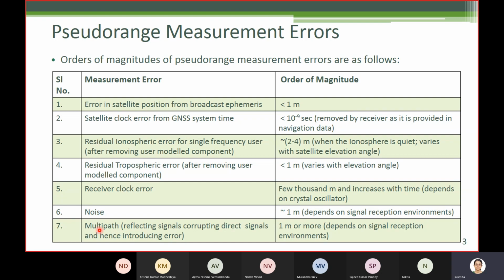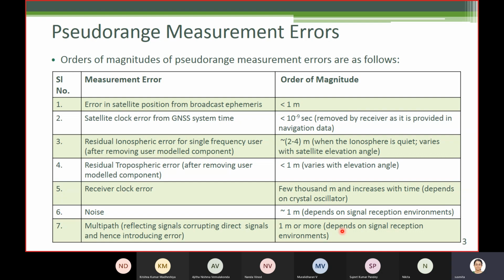Next, multipath. We know multipath is the reflecting signals received along with direct signals. Now, multipath largely depends on the signal reception environment. I have given some typical value, but if the signal reception environment is not good, if the receiver is surrounded by high-rise buildings, trees, or there are some structures nearby which can easily reflect signals, then of course multipath will be much larger.